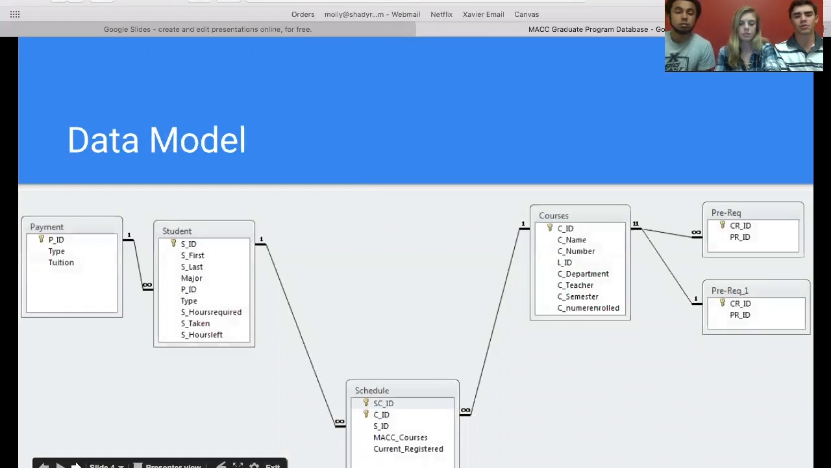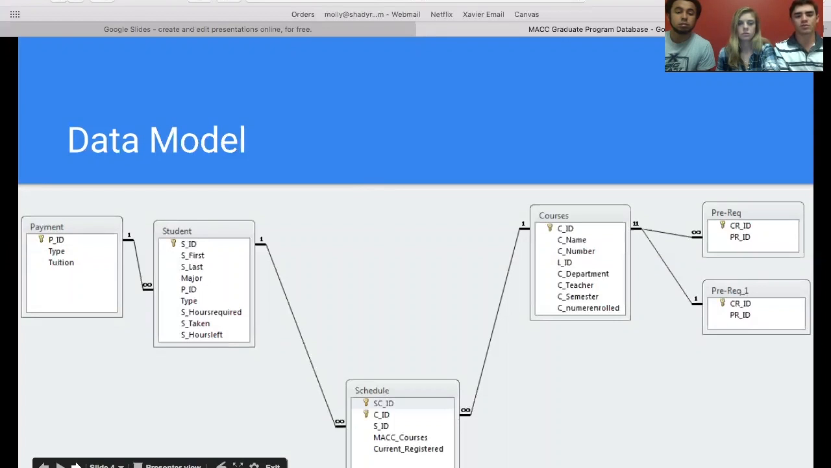Here is the data model we came up with. On the left, the payment table can be linked to the student table by a one-to-many relationship, as one payment can belong to many students. The payment depends on the type of student. A student can be fully enrolled, dually enrolled, or a Xavier employee. The tuition depends on this.